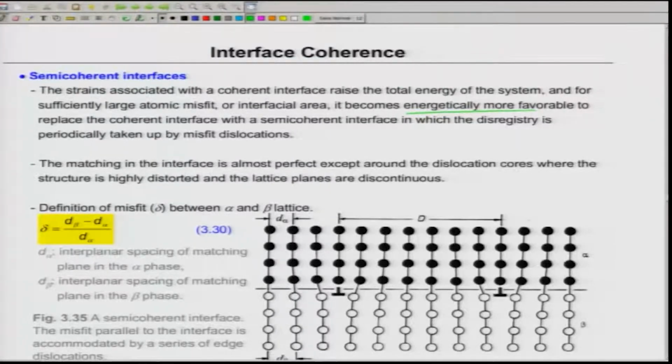Okay. So the distortion which is happening across the plane from the left side to the right side for all the atomic planes is now reduced only to the dislocation cores. That is the major difference which can happen. So, matching in the interface is almost perfect. You see here, it is perfect here, perfect there, in many places, except at the dislocation cores where the structure is distorted. So, instead of making all the planes across the interface distorted, we are making only a few places distorted. That is energetically more favorable.